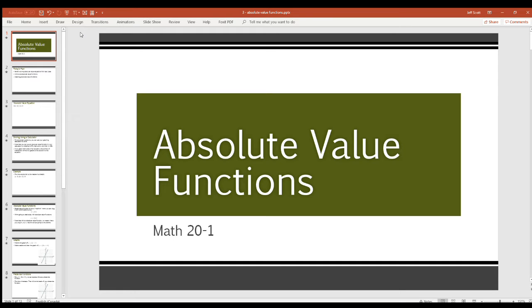So today we're going to be starting something a little bit new. It's called absolute value functions. You're going to find that there's a lot of similarities between what we do today and what we did in last class, but ultimately this is something new.